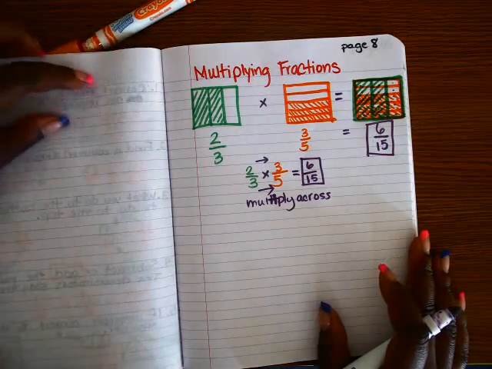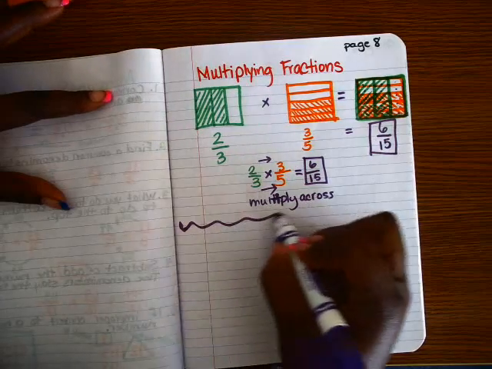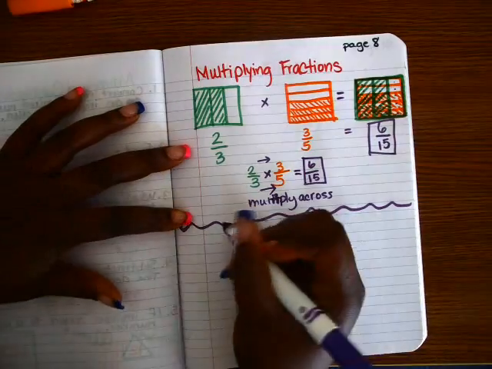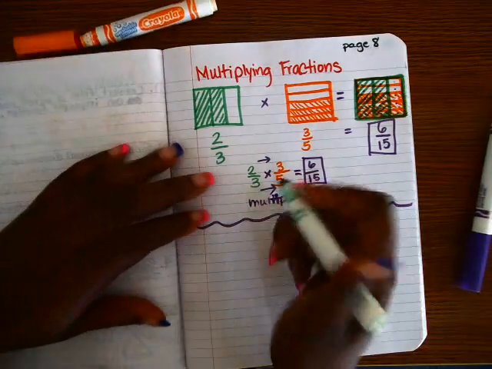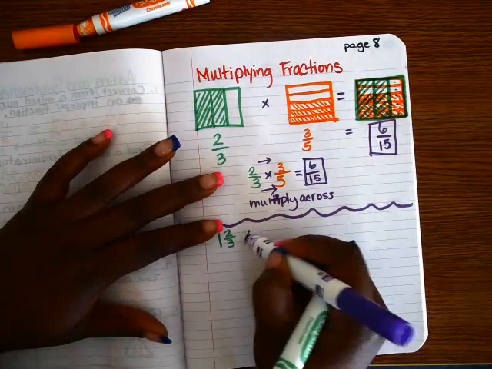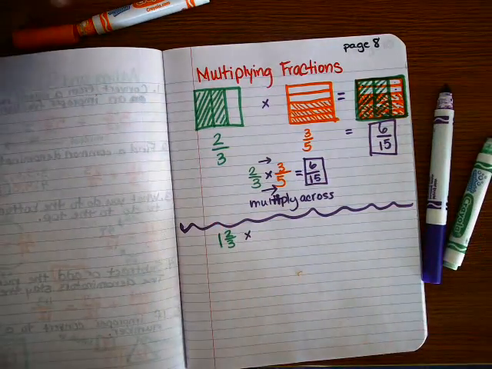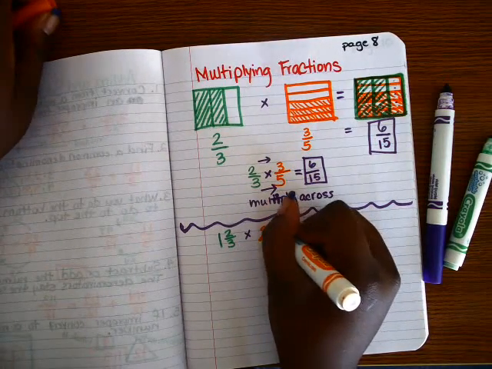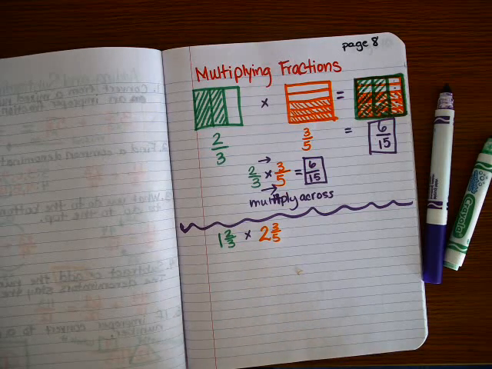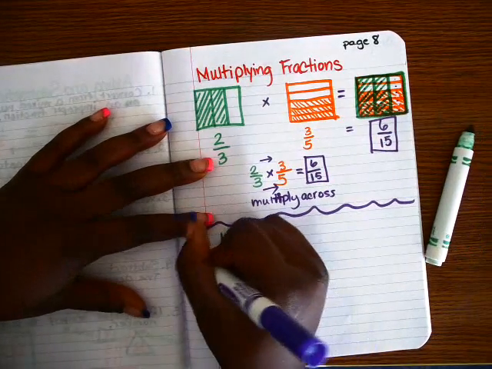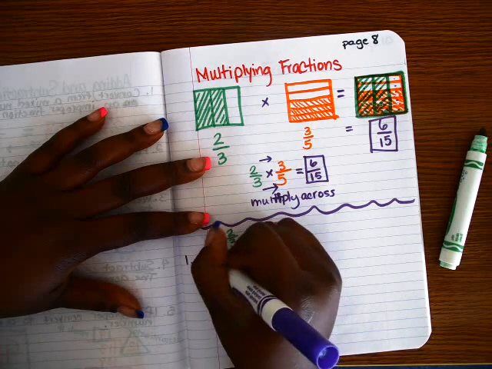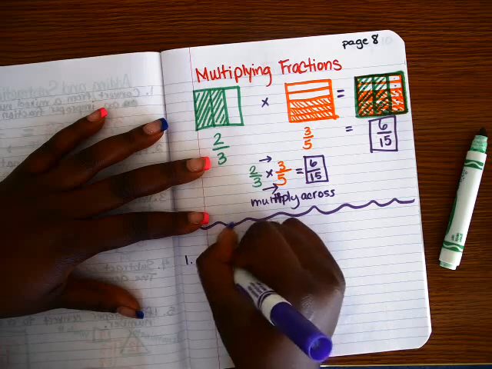I'm also going to show you just the algorithm, but what if you have 2 sets of mixed numbers? So let's say I have 1 and 2/3, and I want to multiply that times 2 and 3/5. Well, it's the same concept, but you can't multiply your whole numbers. You have to first convert from mixed to improper. Convert.